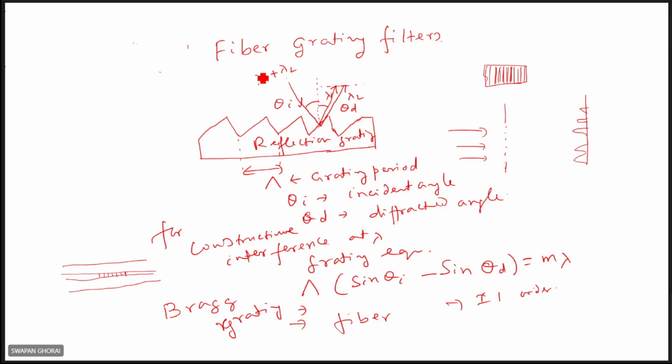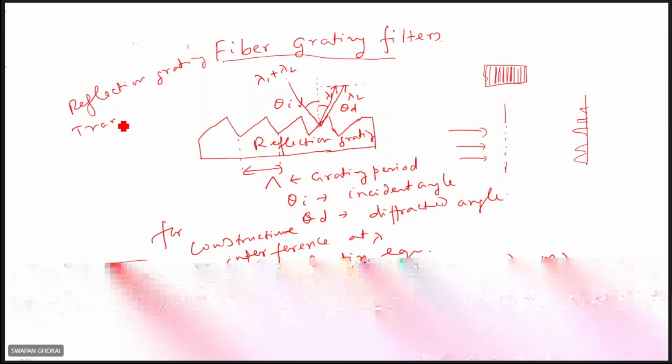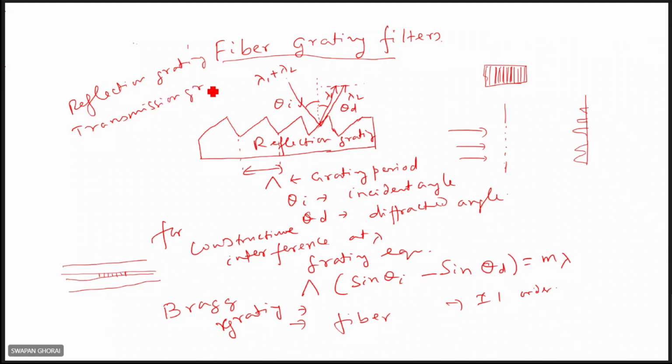So we started this fiber Bragg grating. It is based on the grating that is written within a fiber. To understand fiber Bragg gratings, you should know the simple grating. It can be a reflection grating or a transmission grating. In the reflection gratings, incident and diffracted beam will be on the same side, whereas in the transmission gratings, incident beam and diffracted beam are on the opposite sides of the grating, right?